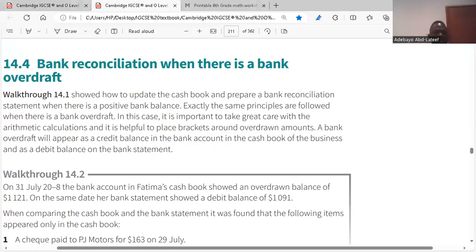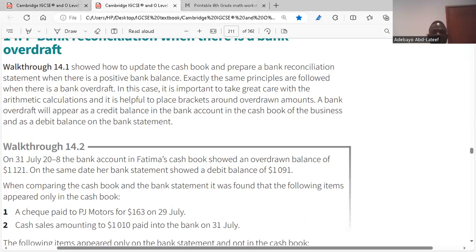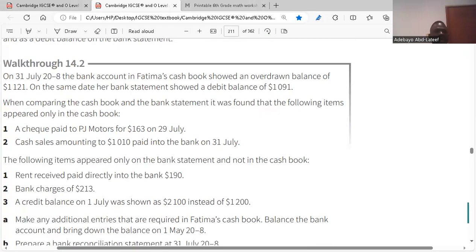Let's just go to the questions immediately. They said on 31 July, the bank account in Fatima's cash book showed an overdrawn balance of $1,121. On the same date, a bank statement showed a debit balance of $1,091. When comparing the cash book and the bank statement, it was found that the following items appeared only in the cash book: a check paid to PJ Motors for $163, and cash sales amounting to $1,010 paid into the bank on 31st of July. So these two items are missing.